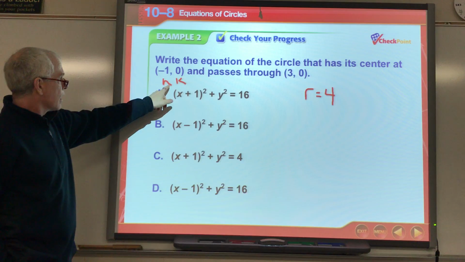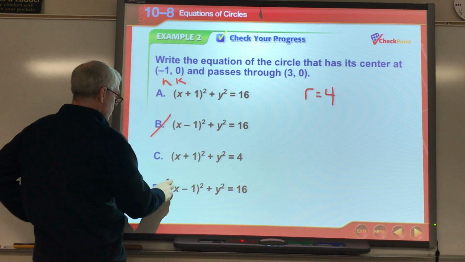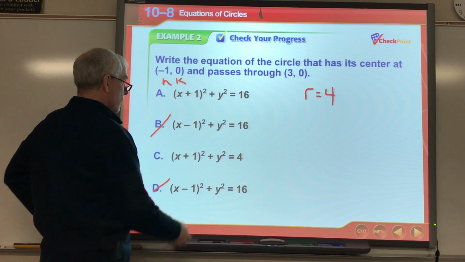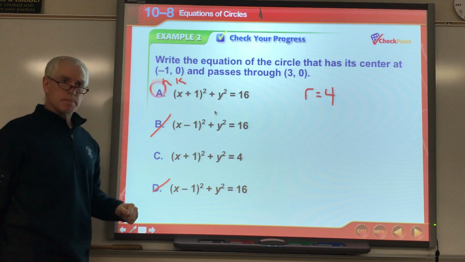X minus a negative 1, so x plus 1 quantity squared, so it can't be these minuses. And y minus 0 squared, so it's going to be plus y squared, and then equals 4 squared, or 16, looks like A. Okay?